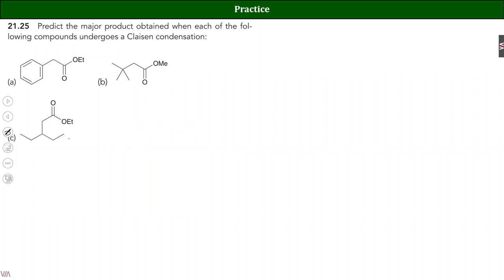All right, let's try drawing some of these products. We go through Claisen condensation. I'm going to step out and grab some water while y'all work on that.